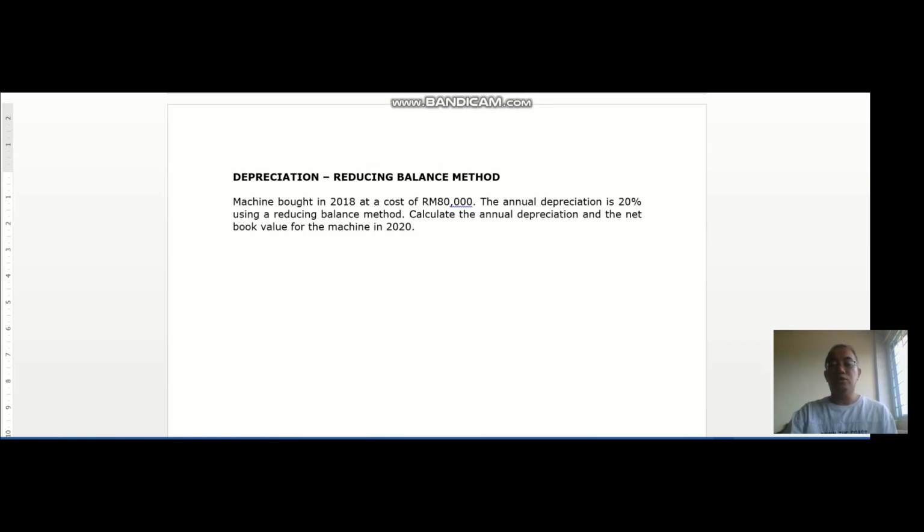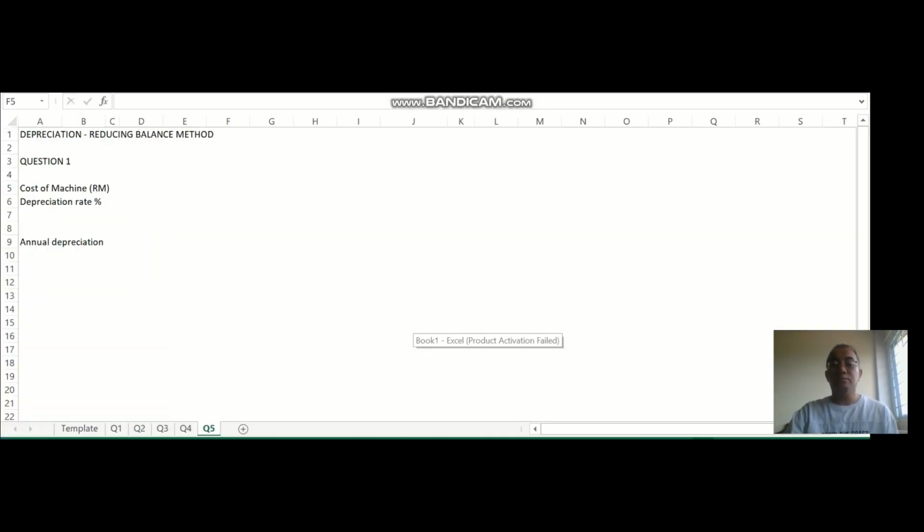Now let's go to the calculation. The cost of the machine is 80,000 and the depreciation rate is 20%. I always like to remind myself that I'm now doing the reducing balance, or sometimes I use RB. There's no specific formula, so I just continue to the calculation.